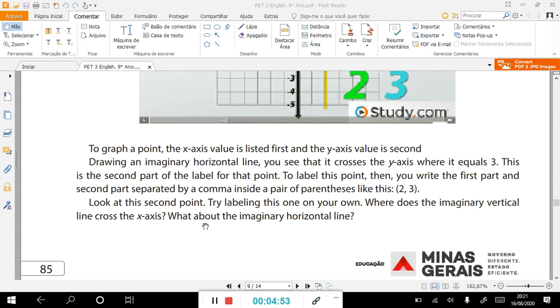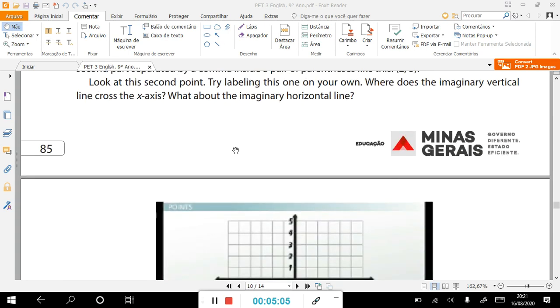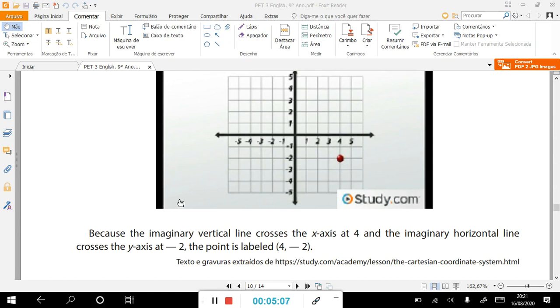Look at the second point. Try labeling this one on your own. Where does the imaginary vertical line cross the axis? What about the imaginary horizontal line? Because the imaginary vertical line crosses the x-axis at 4 and the imaginary horizontal line crosses the y-axis at 2, the point is labeled (4, 2).